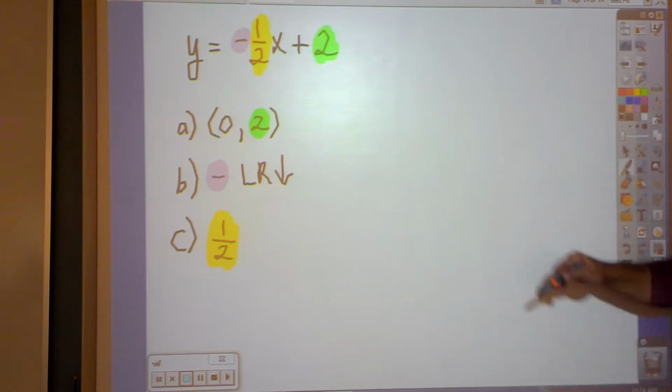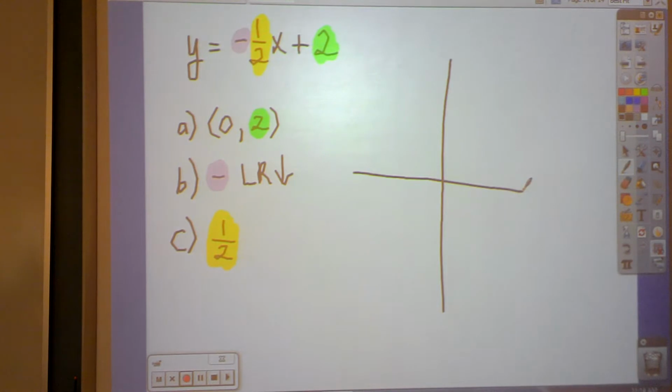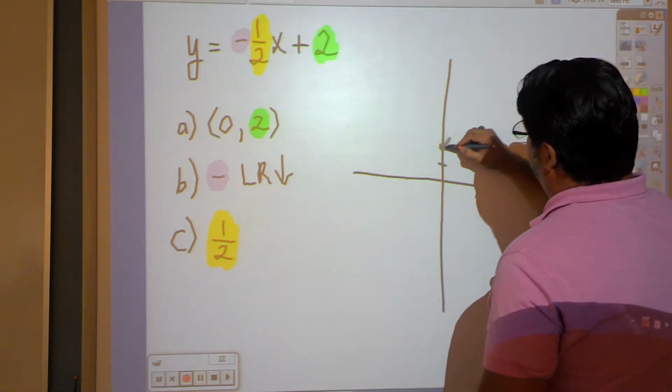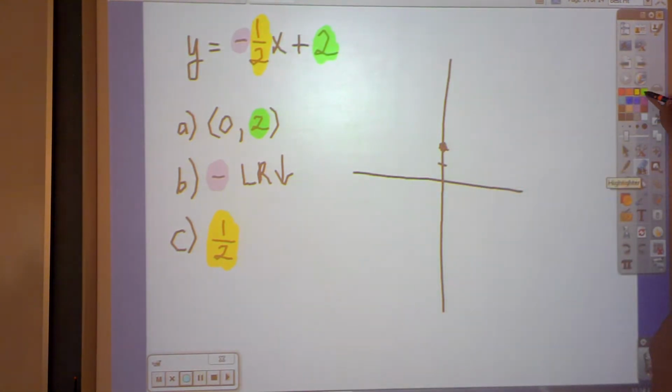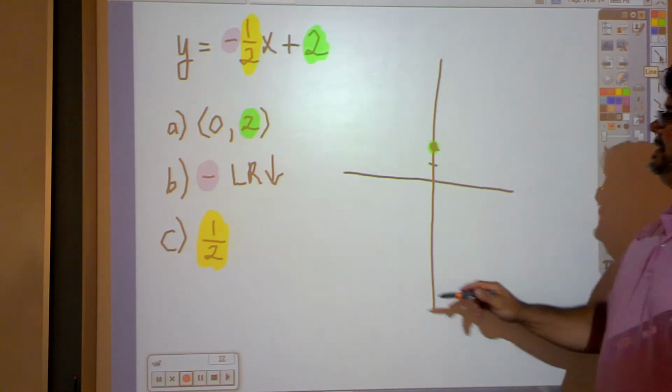Now, let's plot my y-intercept. What is my y-intercept? 0, 2. So 0, 2, and I'm going to color that green. And I'm going to take a very light gray line, and I'm going to color it gray, and I'm going to make it real light.